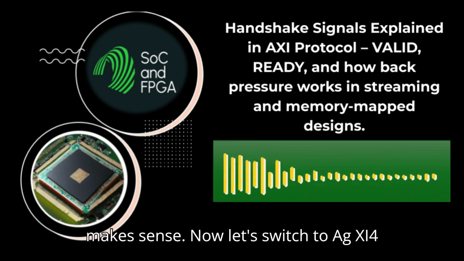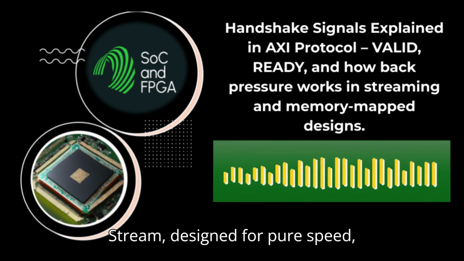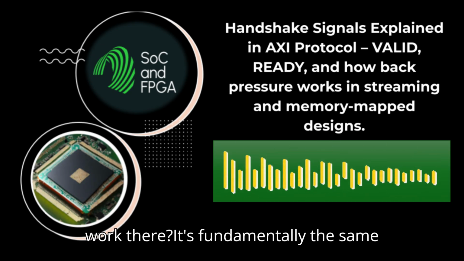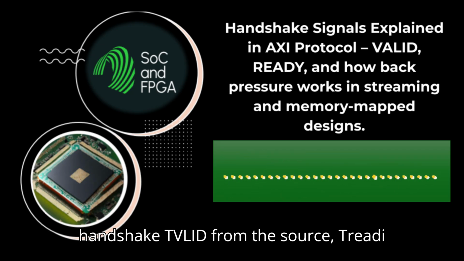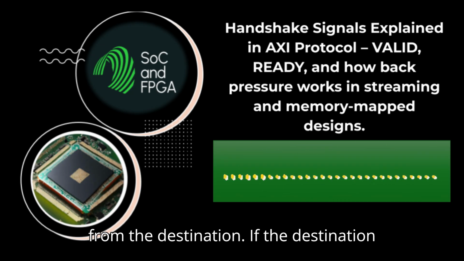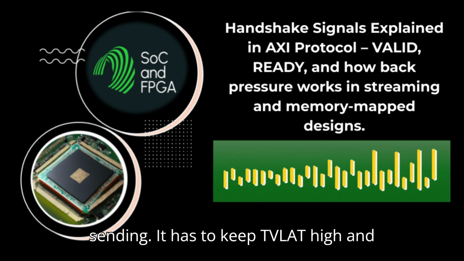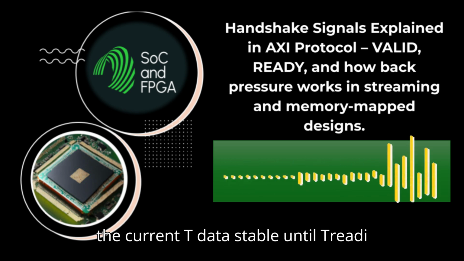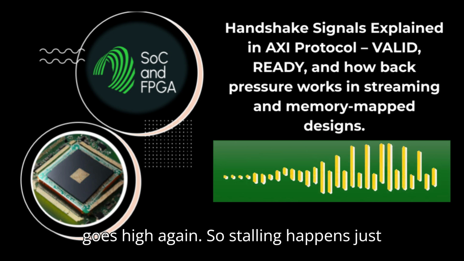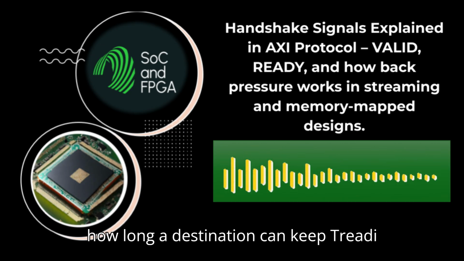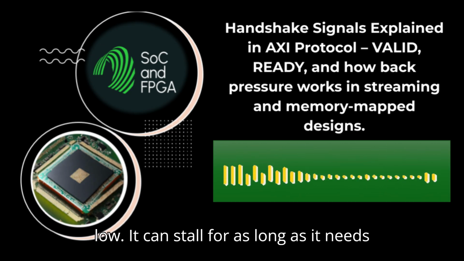Okay, makes sense. Now let's switch to AXI4-Stream, designed for pure speed, continuous flow. How does backpressure work there? It's fundamentally the same handshake. TVALID from the source, TREADY from the destination. If the destination lowers TREADY, the source must stop sending. It has to keep TVALID high and the current TDATA stable until TREADY goes high again. So stalling happens just the same way. And there's really no built-in limit in the protocol itself on how long a destination can keep TREADY low. It can stall for as long as it needs to.